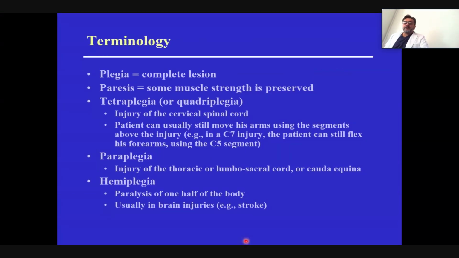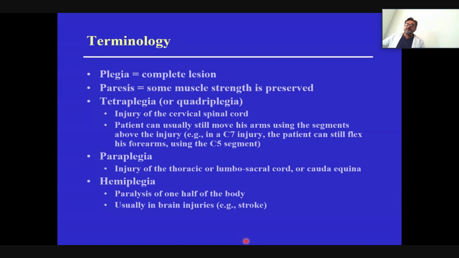Now, there are certain terminologies which you would keep on hearing, like plegia. Plegia means complete paralysis. Paresis means some muscle strength is preserved. So when you hear the word plegia, it means complete paralysis. When you hear the word paresis, it means some muscle strength. There is paralysis, but there is some muscle strength which is preserved.